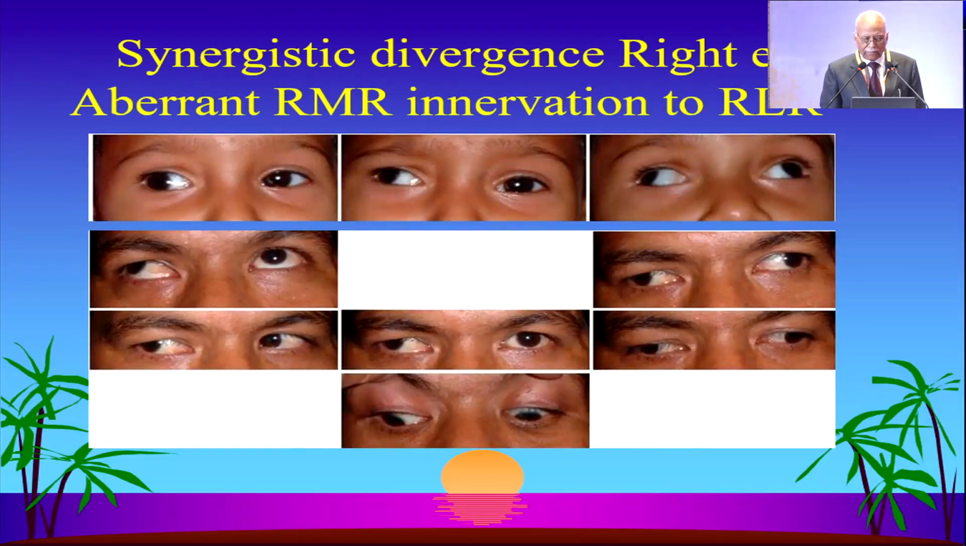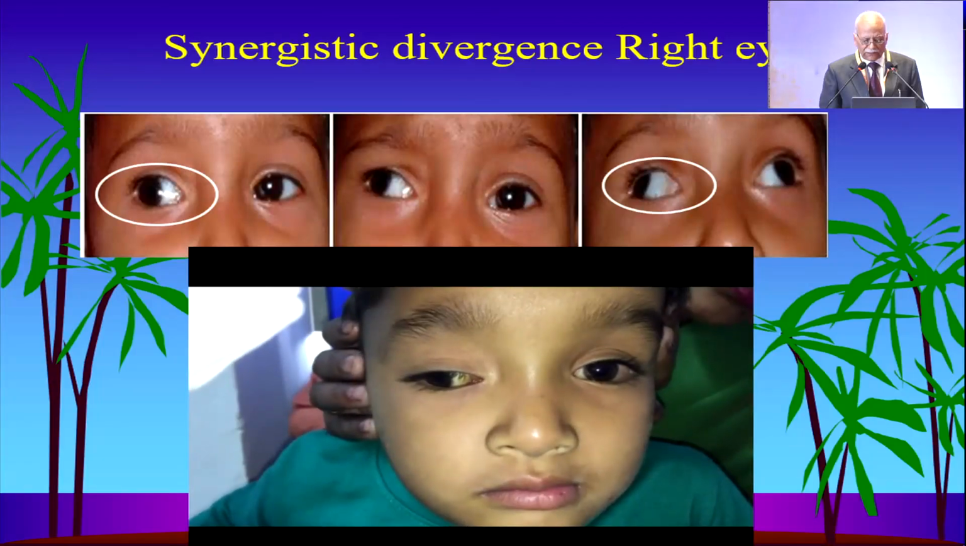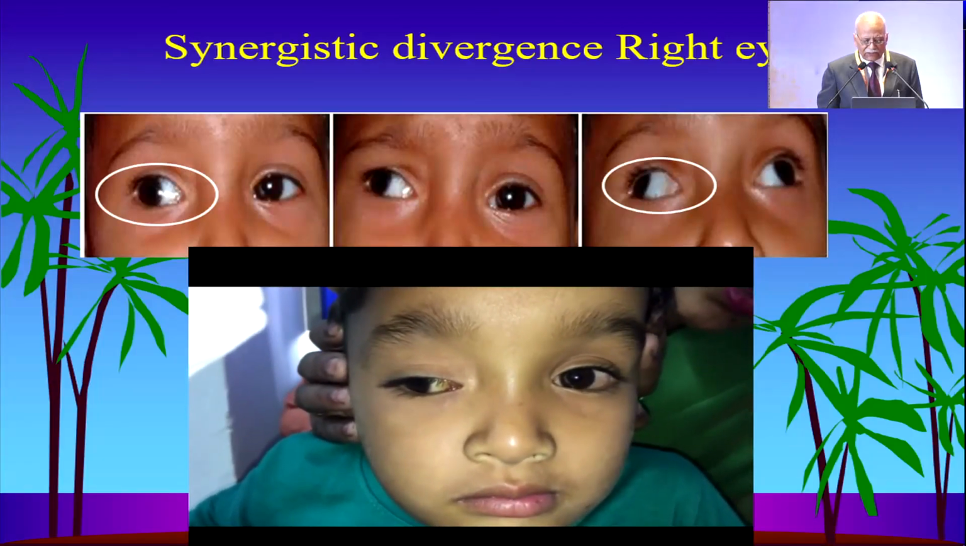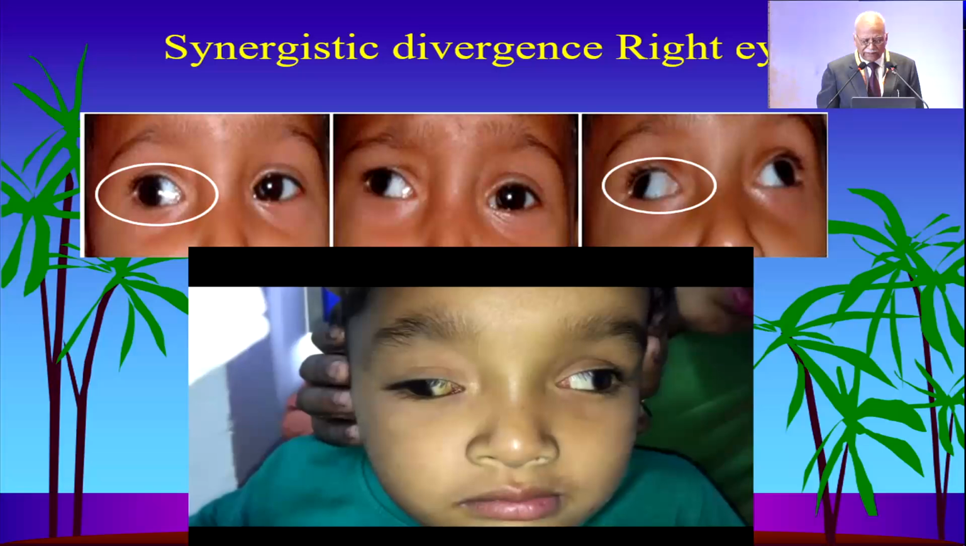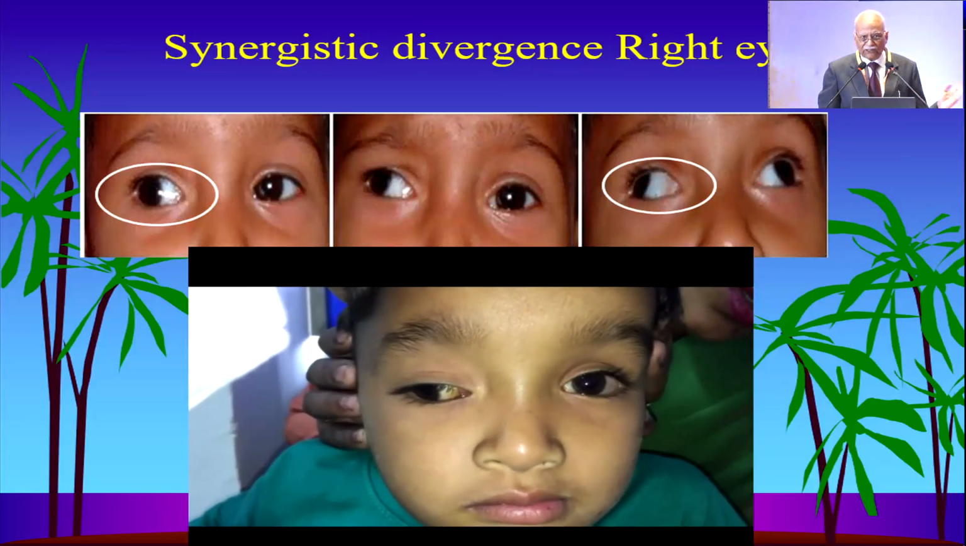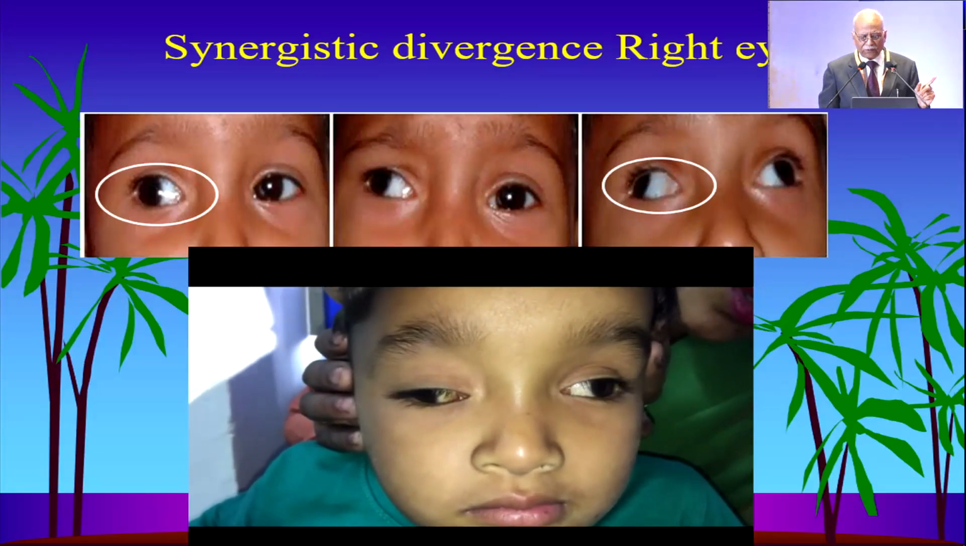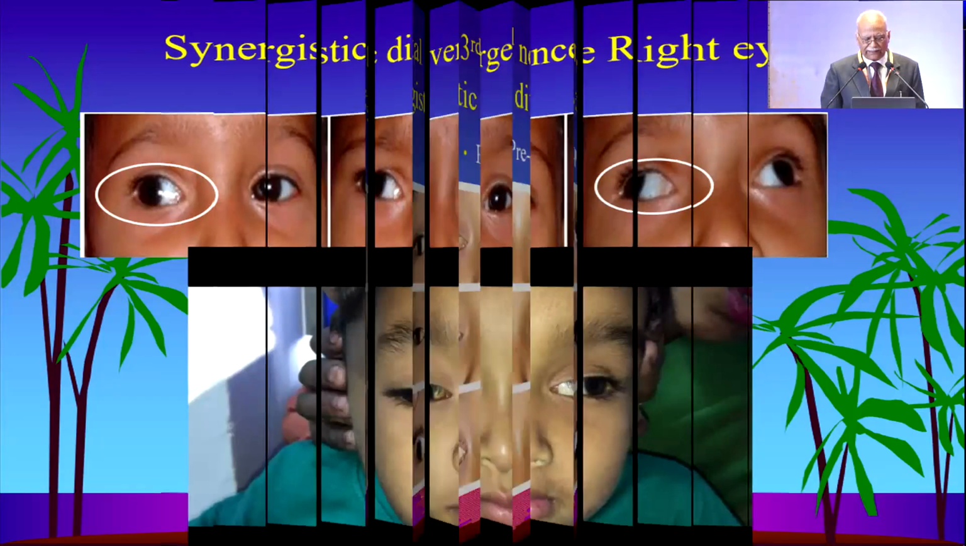Now, what do you see here? Can you see this video? Now here, the child is looking on one side. When he abducts the left eye, you'll find the right eye is abducting much more. So the right eye is a problematic eye in which there is no adduction. And when he attempts to look on the left side, the right eye gets the innervation. So it's an abnormal innervation coming at the wrong time. And this is also known as simultaneous abduction or a synergistic divergence of the right eye.